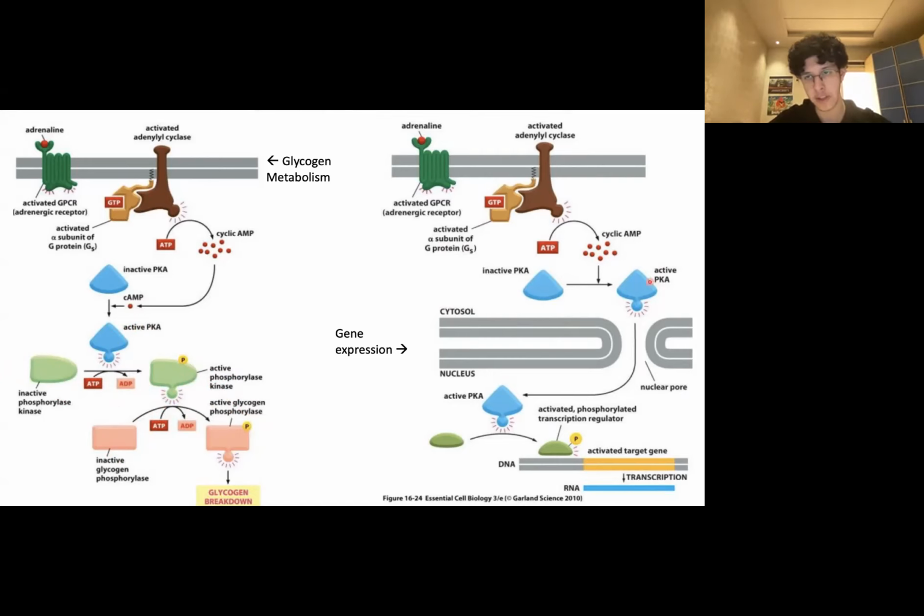For gene expression, cyclic AMP will bind to protein kinase A to activate it. The protein kinase A will enter the nuclear membrane, and once it does that, it's going to activate transcription regulator. How? Because it's a kinase, ATP into ADP and phosphates, and that phosphate will bind to transcription regulator to regulate transcription. All right.